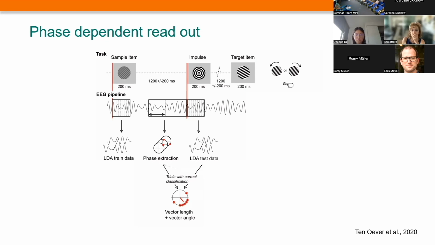Okay. And what is our dependent variable here? Well, this is the phase consistency, which is the vector length. That's the length of this line, which is mathematically equivalent to intertrial coherence, actually, if you're more familiar with that term.